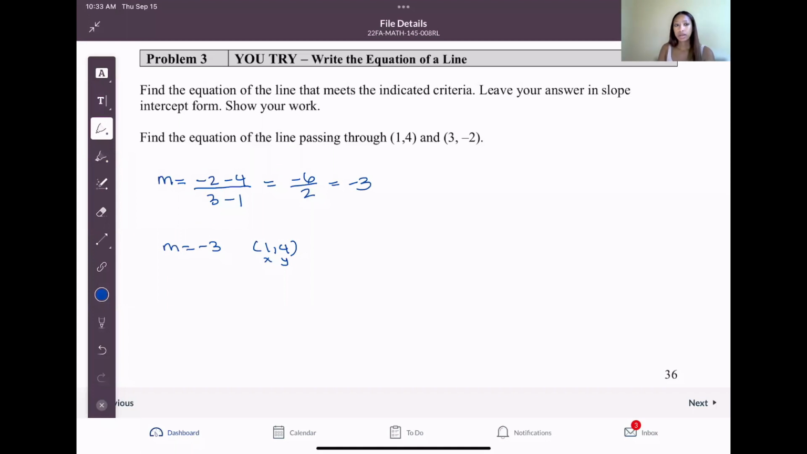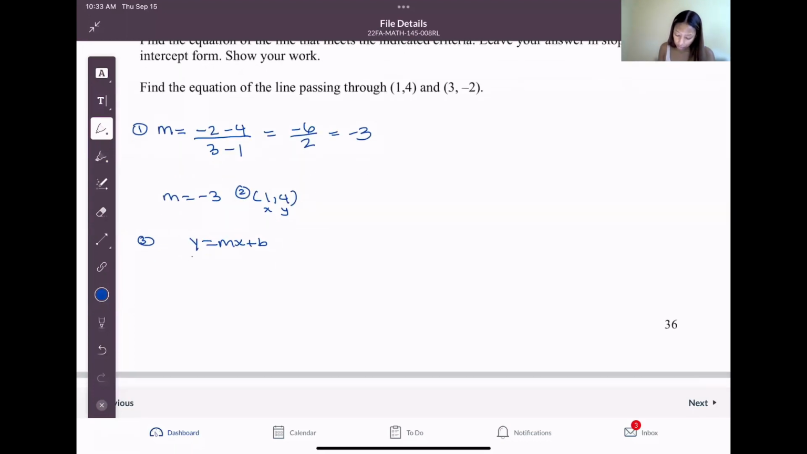Okay. So step 1 was finding the slope. Step 2 was identifying an ordered pair (x, y). Step 3 is plugging all of this into y equals mx plus b. So that would give us 4 is equal to -3 times 1 plus b. And then step 4 was to solve this.